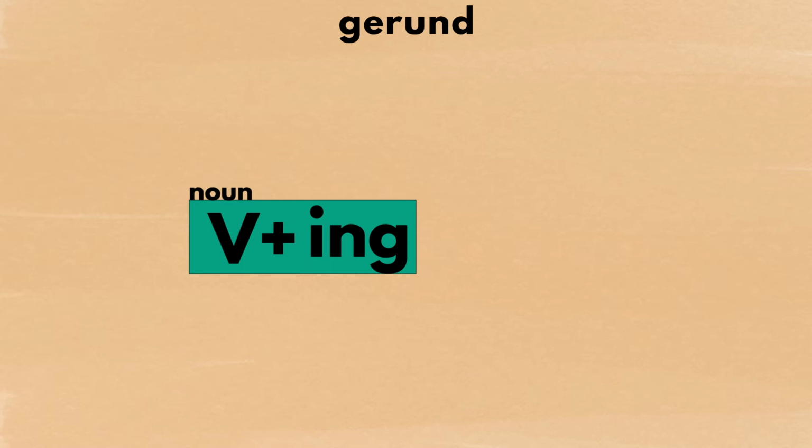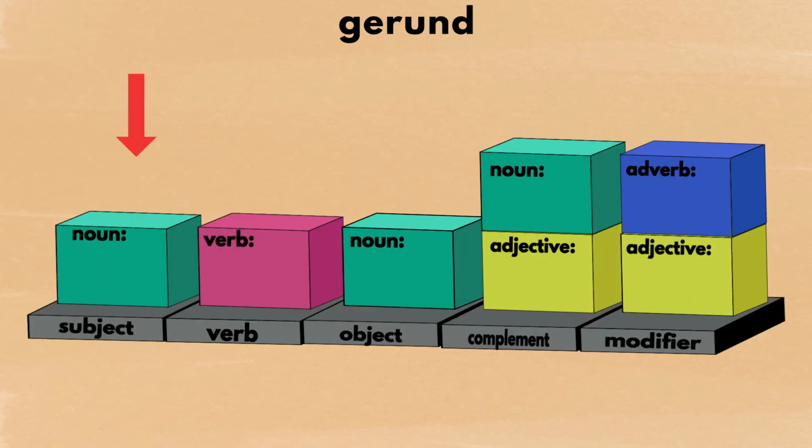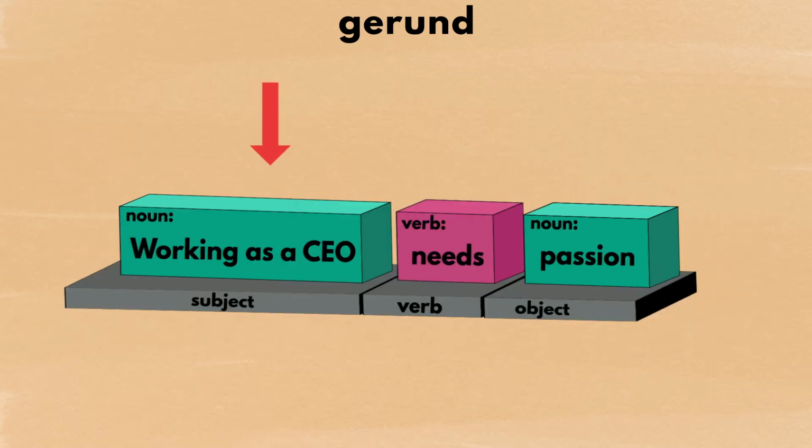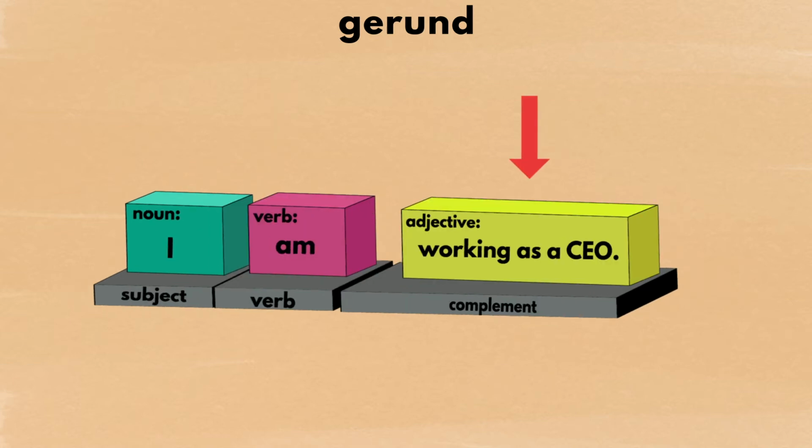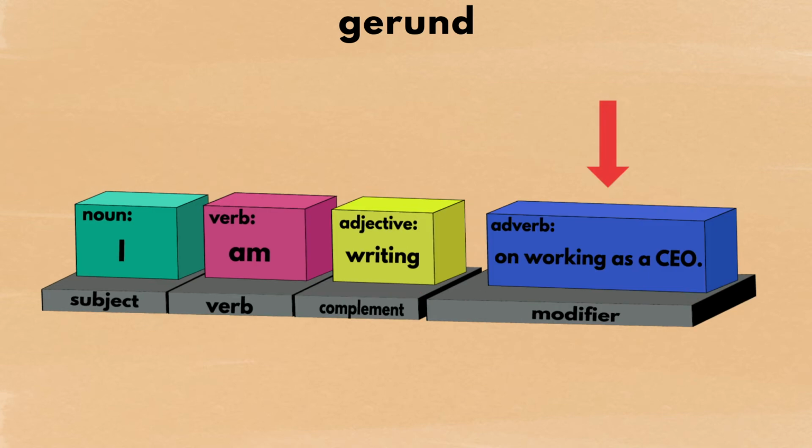If you add ing after a verb and treat it as a noun, it is called a gerund. That means gerunds can go to the subject's position, object's position, complement's position, and modifier's position if the modifier is a prepositional phrase. For instance, working as a CEO needs passion. I love working as a CEO, I am working as a CEO, and I'm writing on working as a CEO.